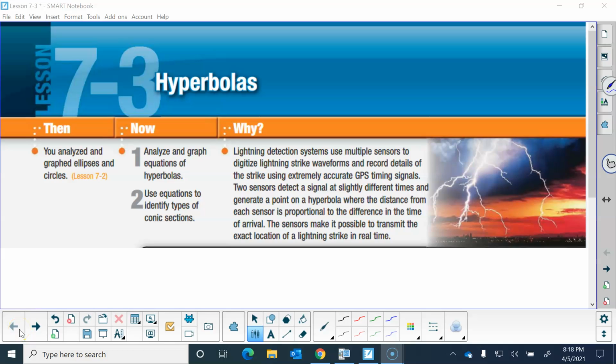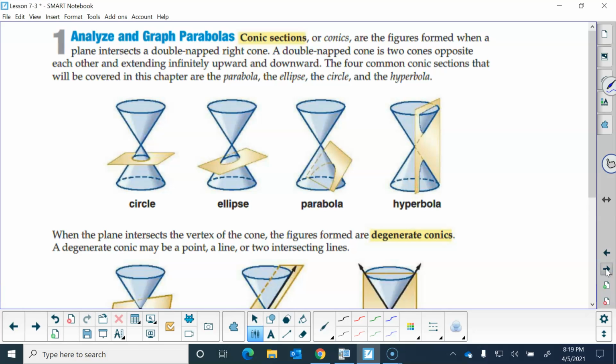Lesson 3 of Chapter 7 is on hyperbolas. So we've already gone over some of the cross-sections of a cone. We've gone over a circle and an ellipse in Lesson 7.2. We went over a parabola in Lesson 7.1. So that leaves us with a hyperbola.